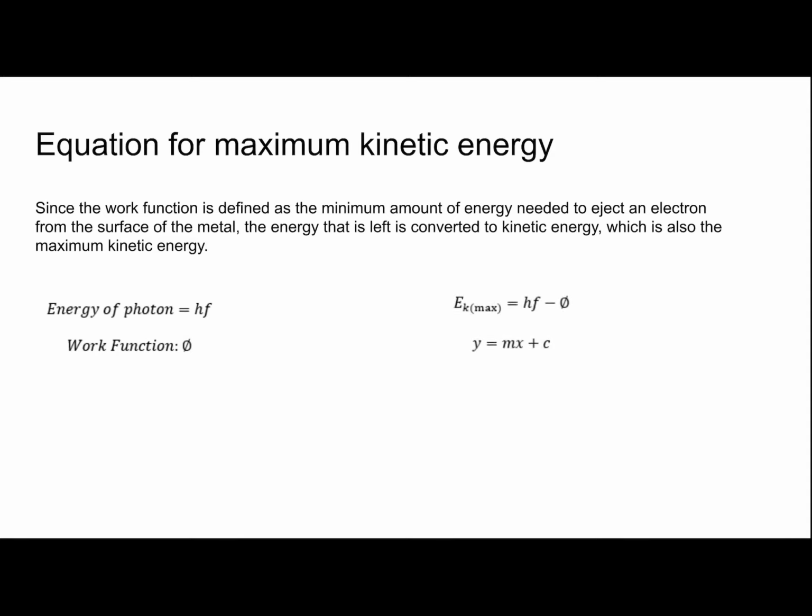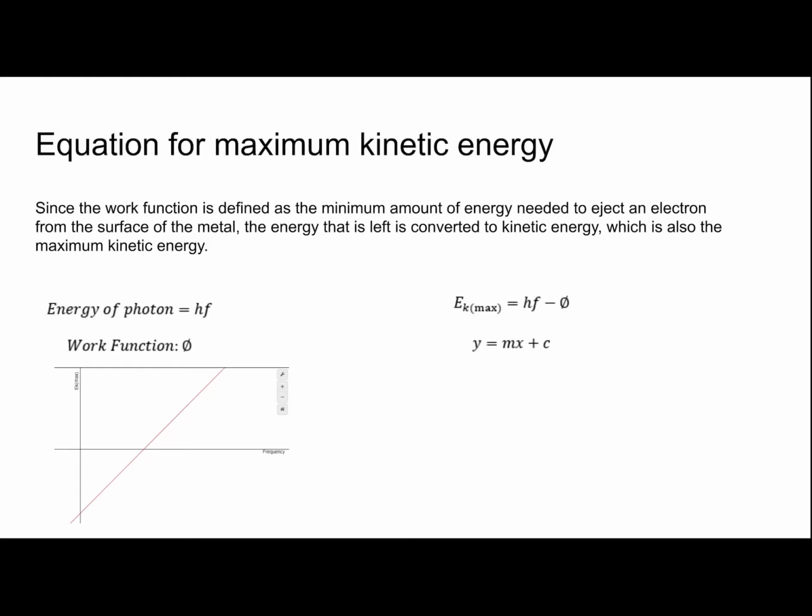And we know that the maximum kinetic energy will be equal to the energy of the photon, and some of that energy will be used to bring the electron to the surface of the metal, which is the work function of that metal. So the kinetic energy that's left over would be hf minus phi. This equation is in the form of y equals mx plus c, so you can see that this is actually a linear graph. So this will be what the linear graph looks like.